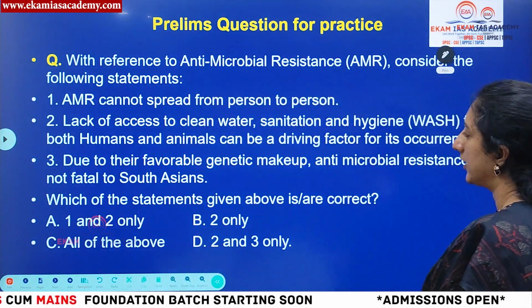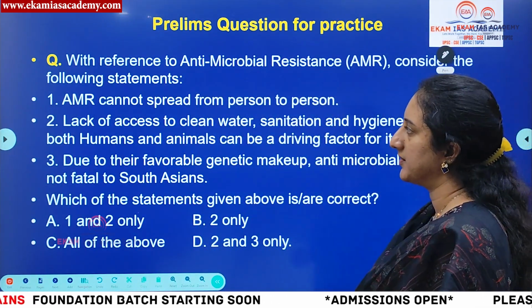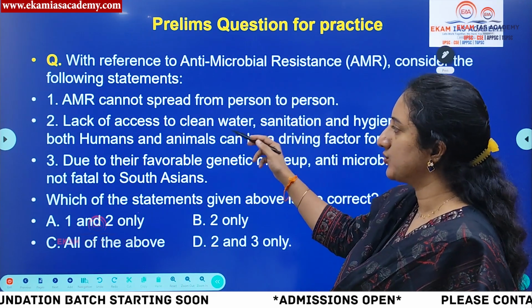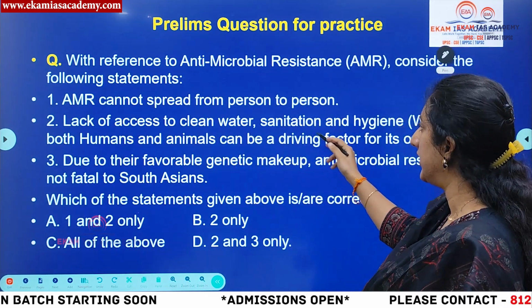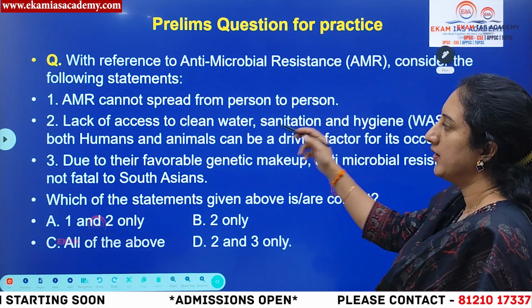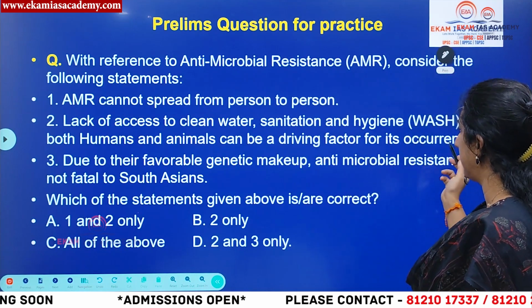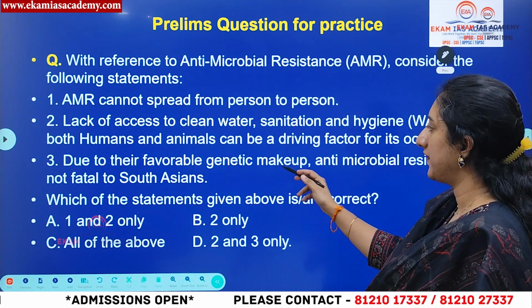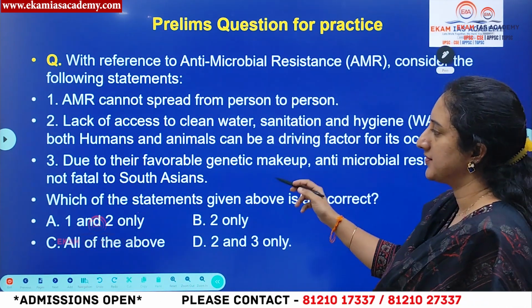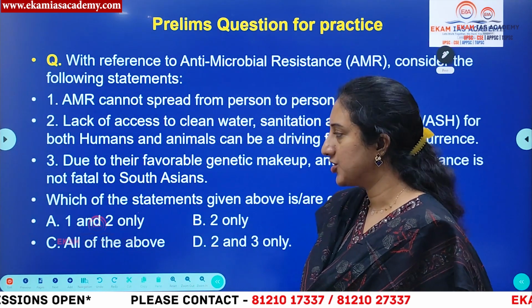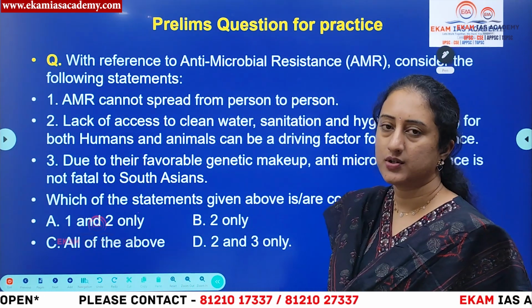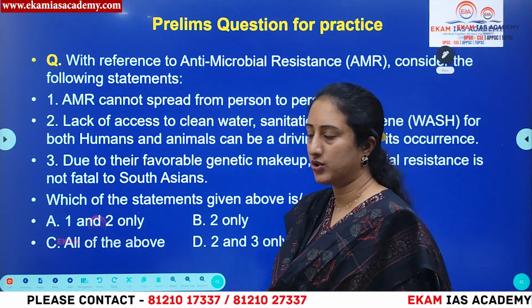Let us now understand the practice question. With reference to antimicrobial resistance, consider the following statements. One, AMR cannot spread from one person to another person. Two, lack of access to clean water, sanitation and hygiene, WASH, for both humans and animals can be a driving factor for its occurrence. Three, due to their favorable genetic makeup, antimicrobial resistance is not fatal to South Asians. Which of these statements are correct? Try to choose the correct one and let me know in the comment section.